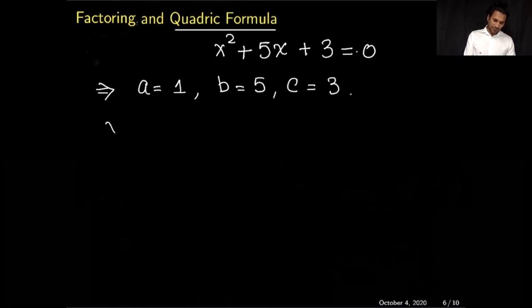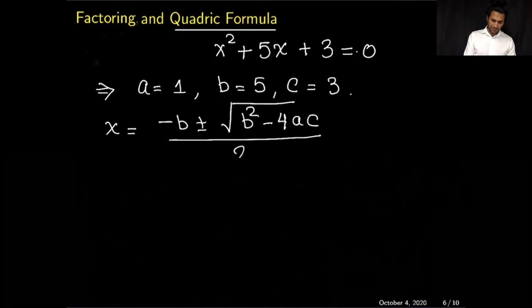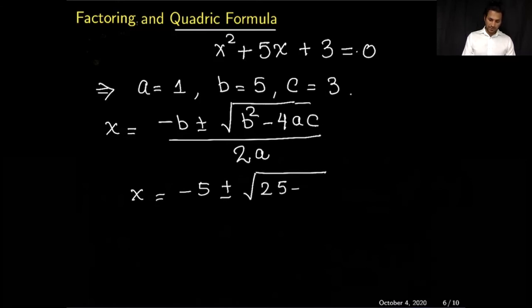Then I will use my quadratic formula, which is negative b plus or minus radical b squared minus 4ac, divided by 2a. If I plug the values of a, b, and c into this quadratic formula, I will get negative 5 plus or minus radical of 25, because 5 squared is 25, minus 4 times a, which is 1, times c, which is 3.